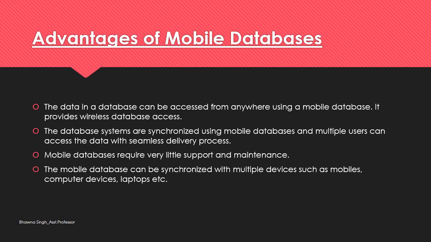Then the second is that database systems are synchronized using mobile databases, and multiple users can access the data with a seamless delivery process. That means the mobile databases are synchronized with the main database, with the help of which multiple users or single users will be able to access all the information.